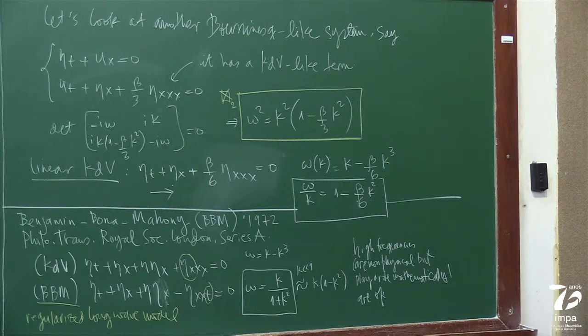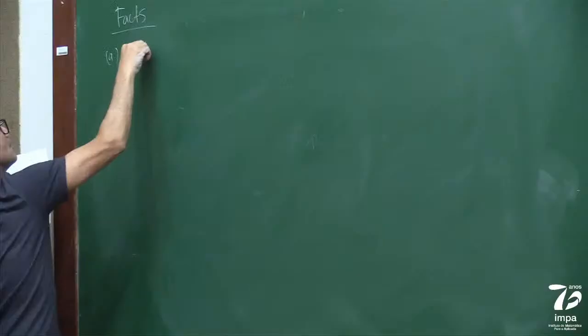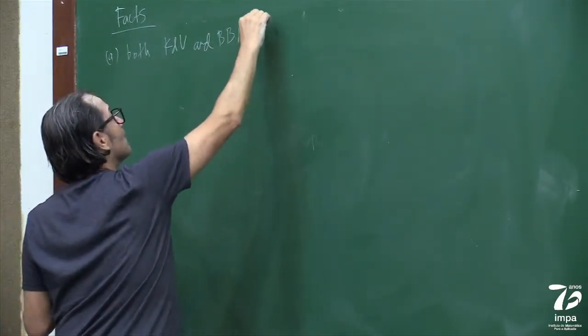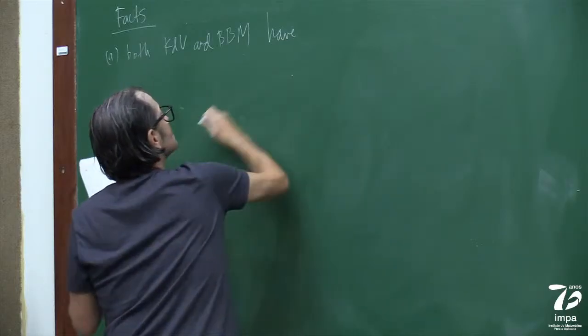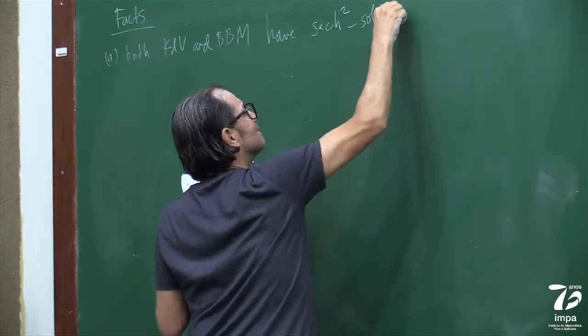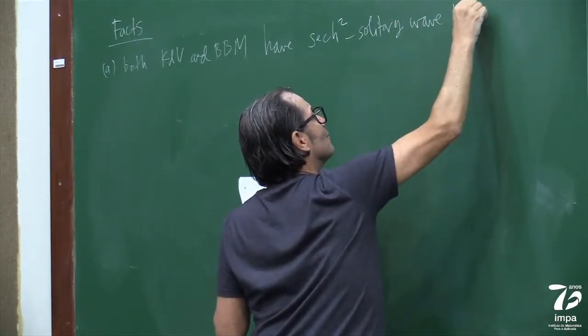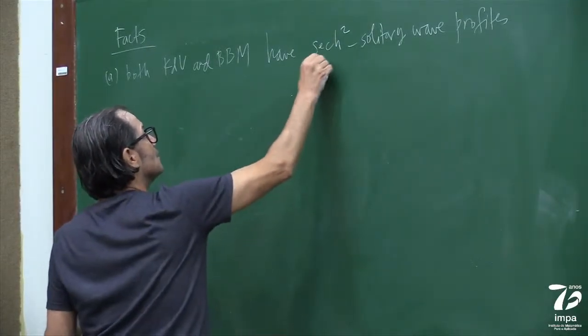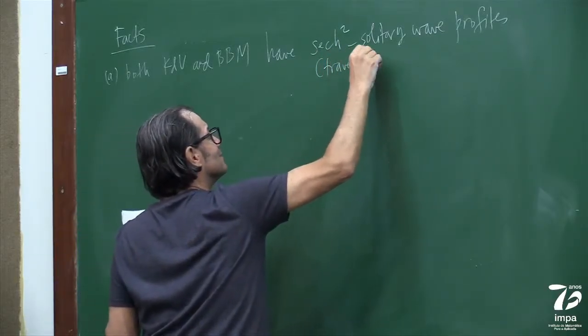So I'm going to mention a few facts about these models. Fact A: both KdV and BBM have what we call secant squared solitary wave profiles, which are basically traveling nonlinear waves.